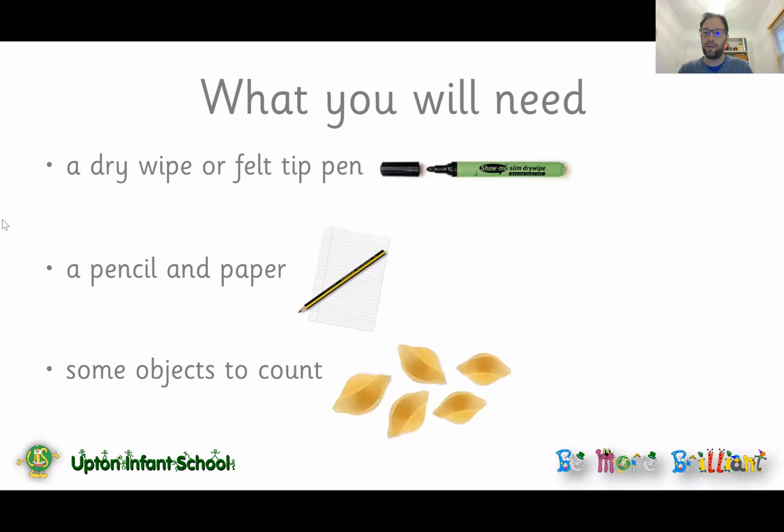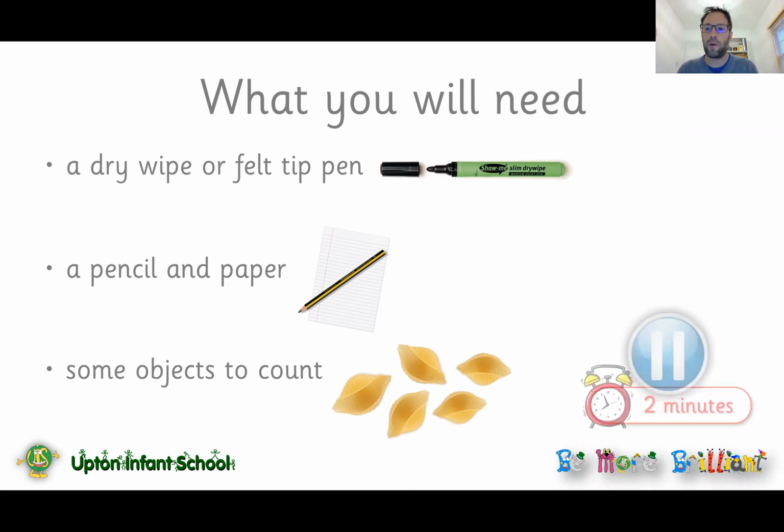So let's get started and let's see the things that we are going to need for today's lesson. As always, we will need a dry white pen, pencil and paper, and some things to count, just like we have in our previous lessons. Things like pasta, Lego bricks, pebbles, or buttons, and you're going to need about 30 of them. So pause the video here, see if you can run and collect all of those things in 2 minutes. See you in a moment.